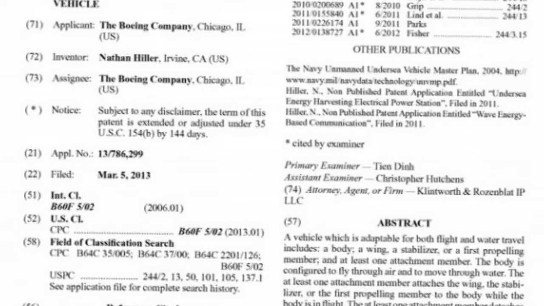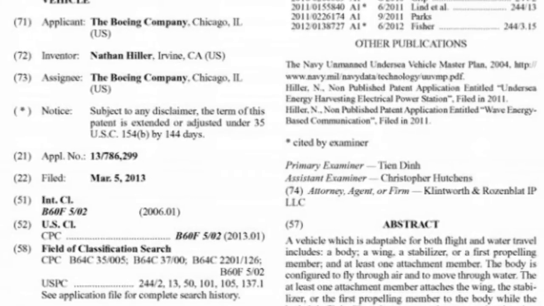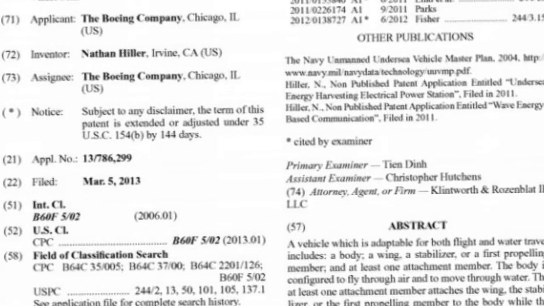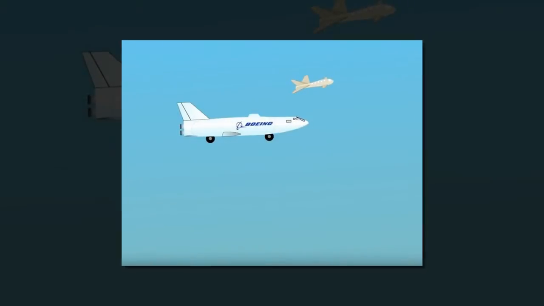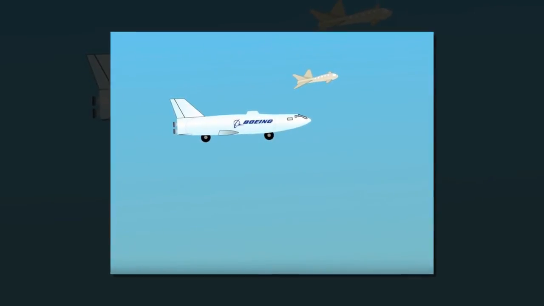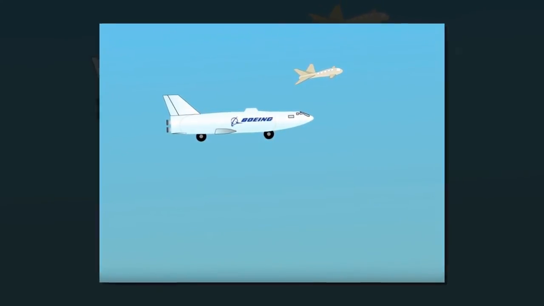According to Boeing, the patented craft could be carried into the deployment area by a host aircraft. The remotely piloted drone would then detach from the carrier aircraft and fly on its own. When required, the drone would then dive into the water.